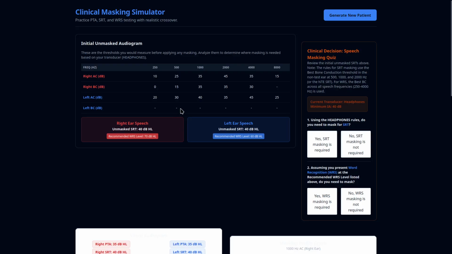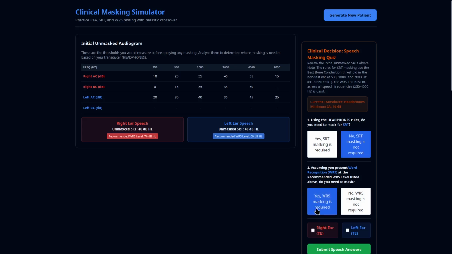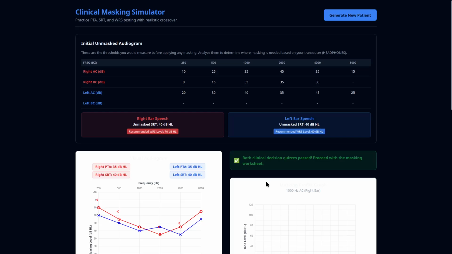So let's see, 40 versus best bone conduction, which is 15. 40 minus 15 is 25. We don't need to mask for the right ear SRT or for the left ear SRT. So we say no there. Now WordRec's a different story. WordRec's always at a higher level. 70 dB for WordRec versus 15. Using headphones, we do need to mask there because 70 minus 15 gives us 55. How about 60 minus 15? Well, that gives us 45. So we need to mask for both ears for WordRec here. Let's submit our answers. We've passed our clinical quiz for both ears.